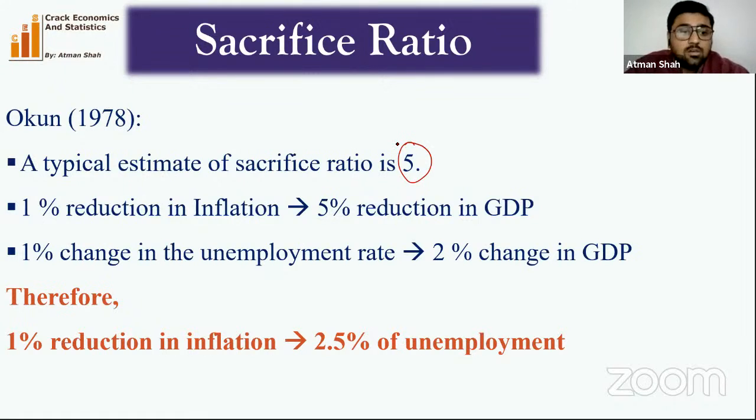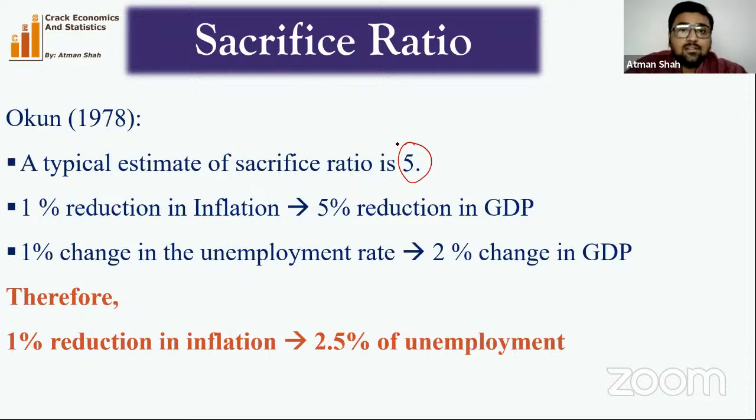So suppose policymakers want to reduce the inflation rate by 2%. In that case, the unemployment rate increases by 5%. If policymakers want to reduce the inflation by 4%, in that case, unemployment rate increases by 10%. So that is the sacrifice ratio.